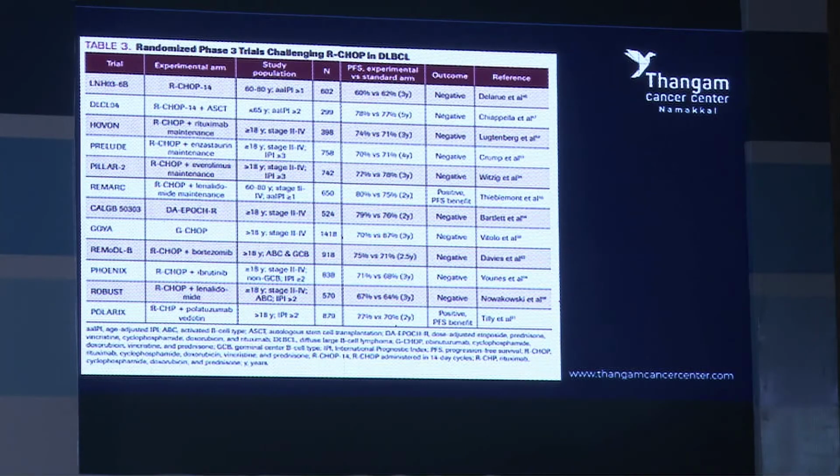This is the list of phase 3 trials challenging R-CHOP in DLBCL. All were negative. Nothing could prove much better than R-CHOP except the REMARC study, which showed a positive benefit with maintenance lenalidomide in elderly people, and currently the POLARIX study, which showed polatuzumab had a better PFS benefit.